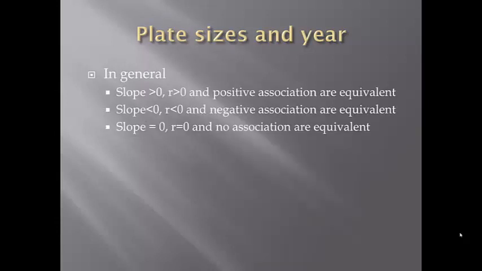In general, the following relationships hold. If the slope is greater than 0, the correlation coefficient will be greater than 0, and you will have a positive association. All of those three statements are equivalent. Similarly, if the slope is negative, the correlation coefficient will be negative, and a negative association will all happen at the same time. And finally, no association is equivalent to saying the correlation coefficient and the slope are both 0.